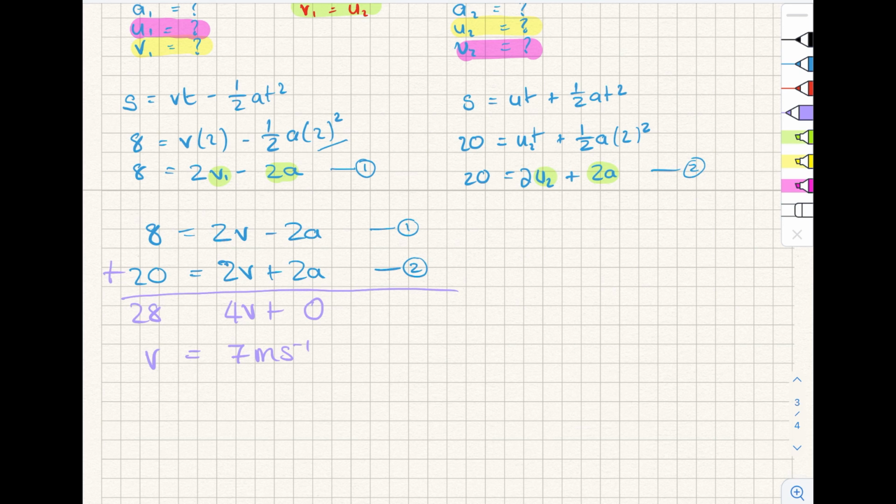Now, I wasn't asked to find the velocity, I was asked to find the acceleration. And so I will just use either one of my two equations to find the acceleration. So I can say 8 equal to 2v minus 2a. I can substitute in my velocity of 7 meters per second. And solving for a, I will get 3 meters per second squared.